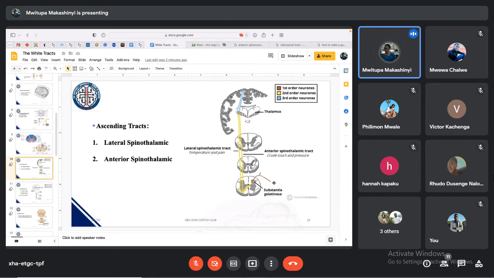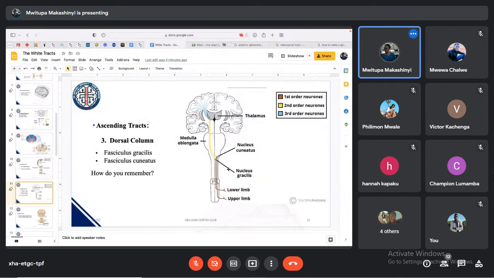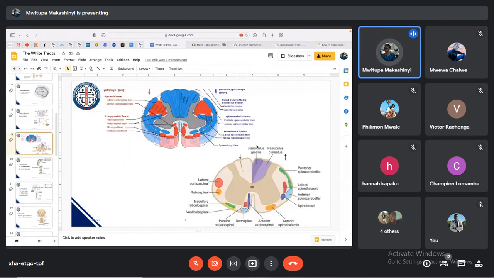Yes. So in the top right corner, you can see that it says first order, second order, and third order neurons. So this is basically just after each synapse, you change the order. So the first order was from the receptors on the body up until the spinal cord. That's the first order. Then from here up until the synapse in the thalamus, that's the second order. And then from the thalamus up until the cortex, that's the third order. So that's it for the lateral and anterior spinothalamic.